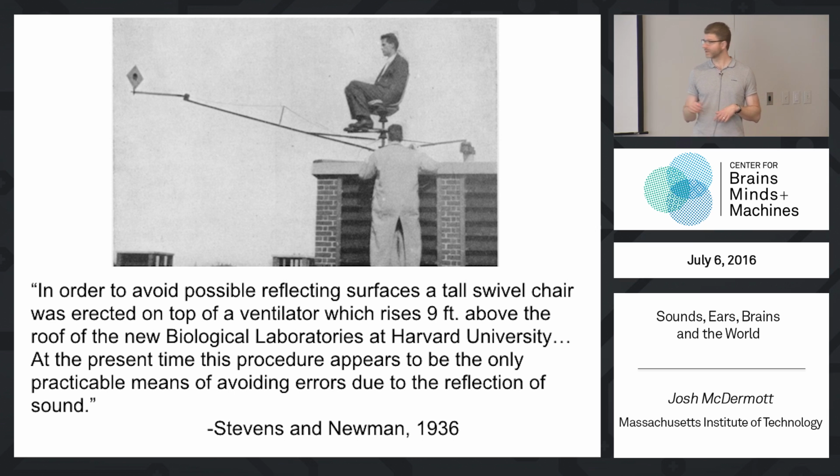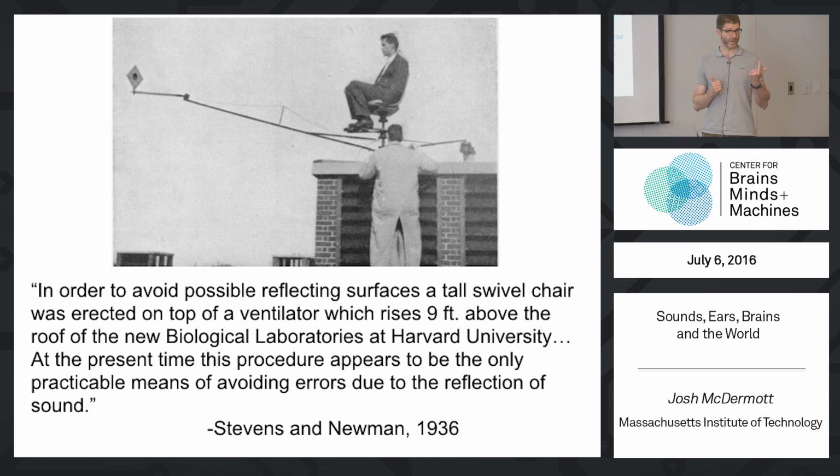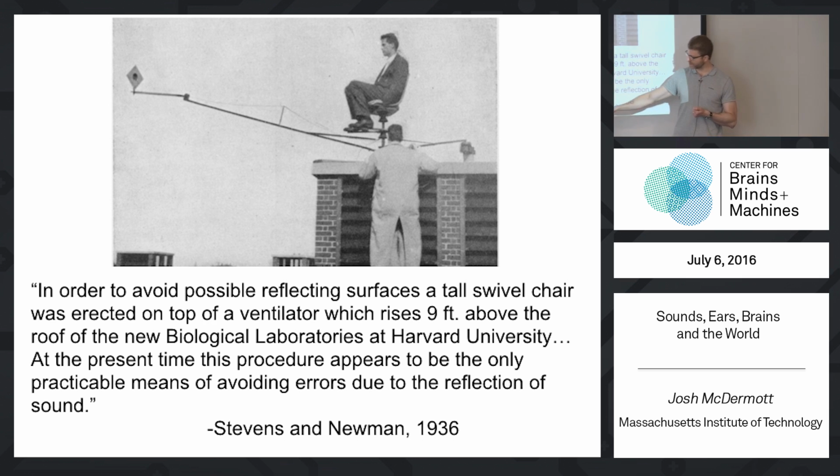All right. And so I like to show this picture because it really makes two points. One is that historically, reverberation is something that people have tried to avoid in their experiments, right? And number two, reverberation is ubiquitous, and the only way you can avoid it is by doing these ridiculous things like going up on a roof where there's no reflecting surfaces. So this is Stevens and Newman's 1936. For those of you who are interested in psychophysics, this is the same Stevens of Stevens' law fame. So S.S. Stevens, he was a famous psychophysicist.